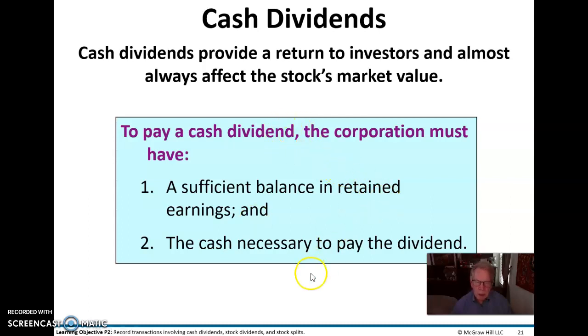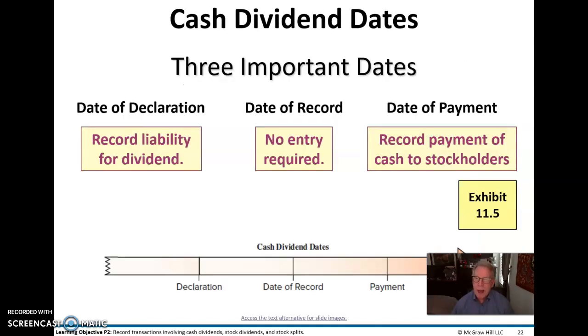Whereas the high-flying tech companies that are brand new, they may not pay dividends and plow that money back into the corporation. So just so you know. But you do have to have a couple of things. One, you have to have sufficient balance in your retained earnings to pay that dividend. And of course, you have to have the cash necessary to pay that dividend. So let's see what that is.